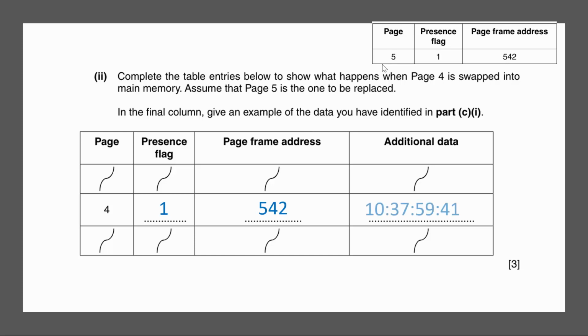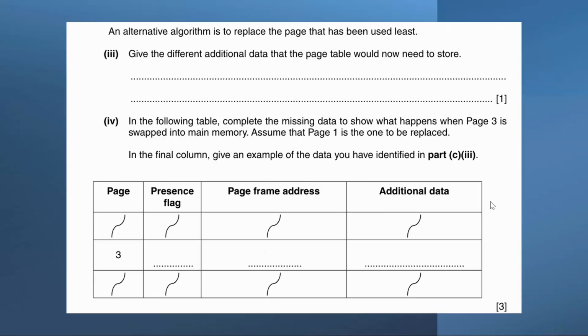So just put a valid number. The one I put down was 10:37 a.m., 59 seconds, 41 milliseconds. You must have 4 values, not just 3. So make sure if you see a question like that, you put all 4 values, because computers work on milliseconds, not seconds.